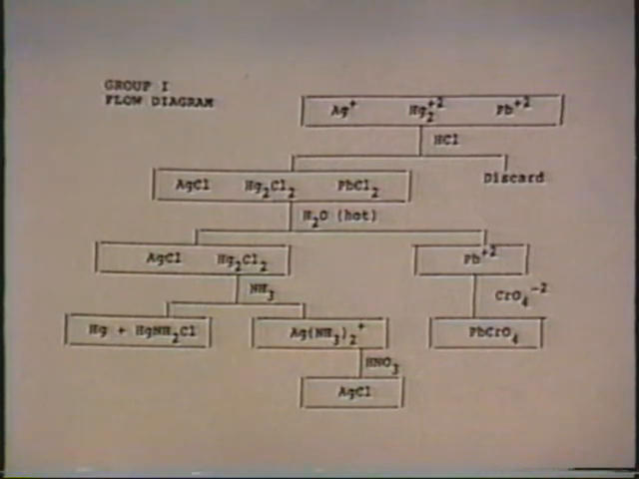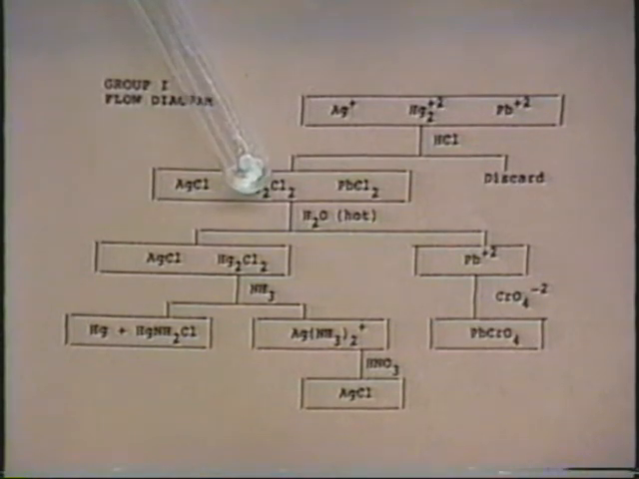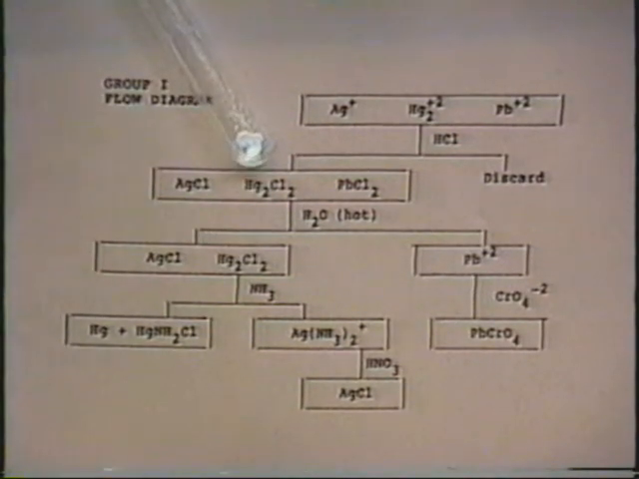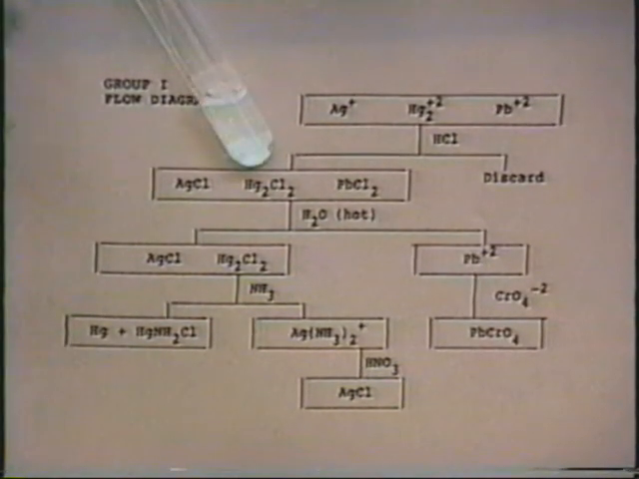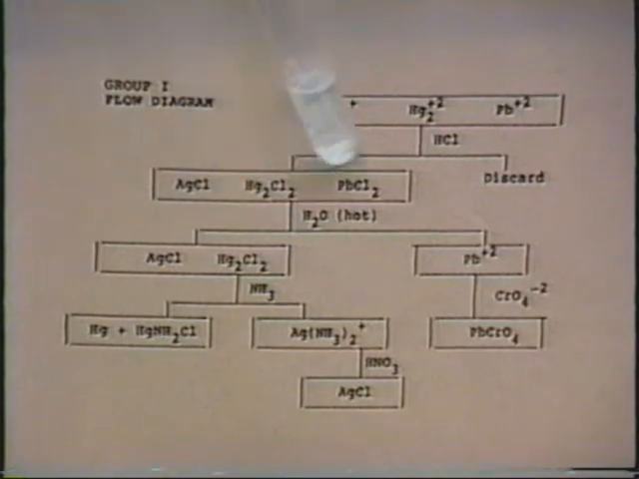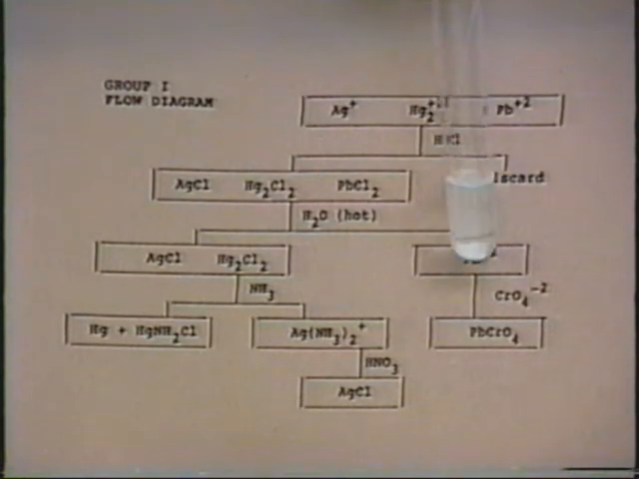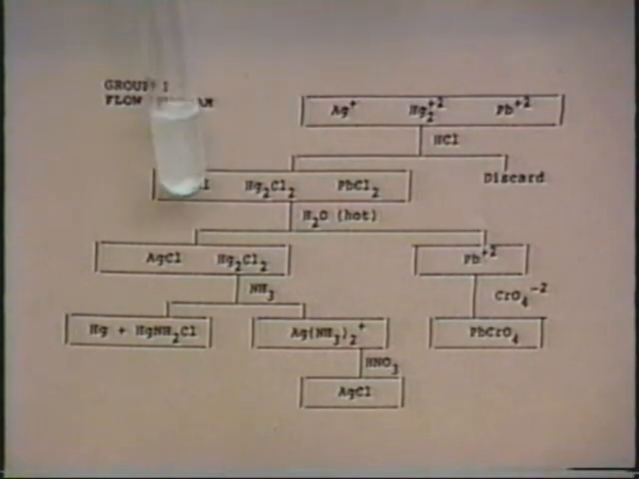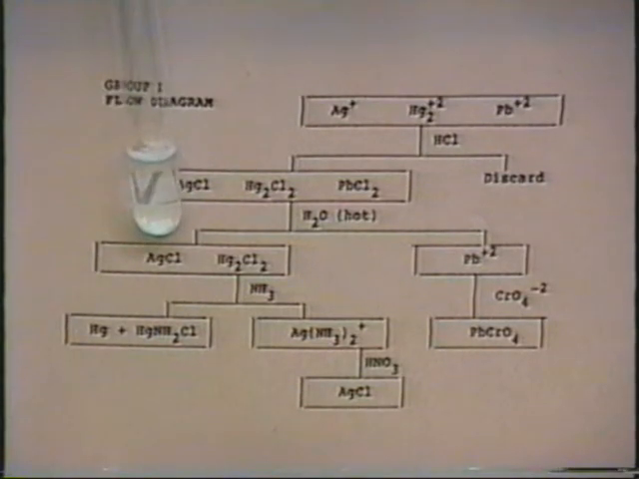Well, at this point, we've precipitated out and washed the chlorides of whatever group 1 ions are present. Now what we're going to do is we're going to add some water. And then we're going to heat this, and that way we're going to separate the soluble lead chloride from the insoluble silver chloride and mercurous chloride.